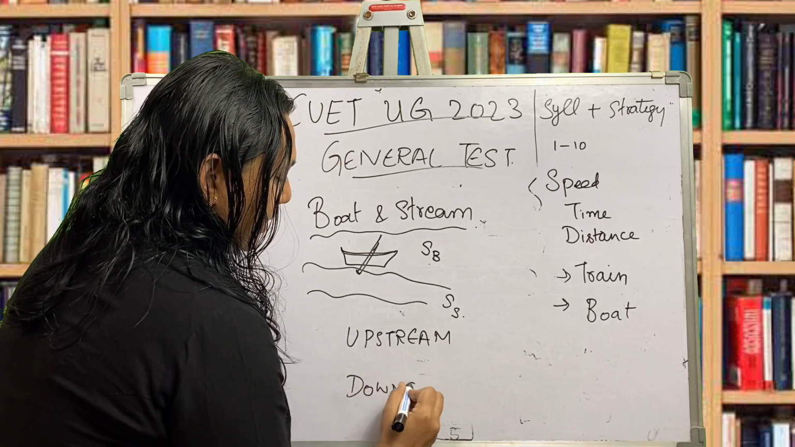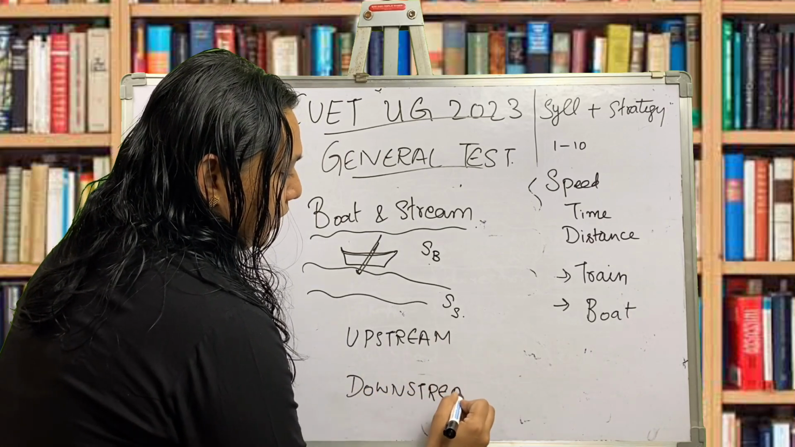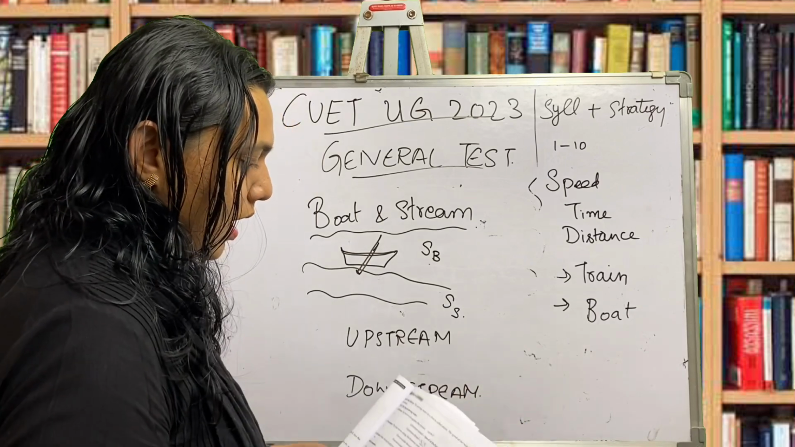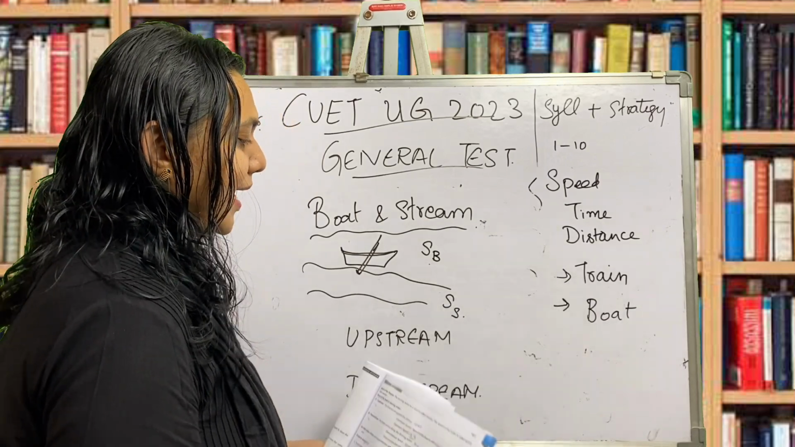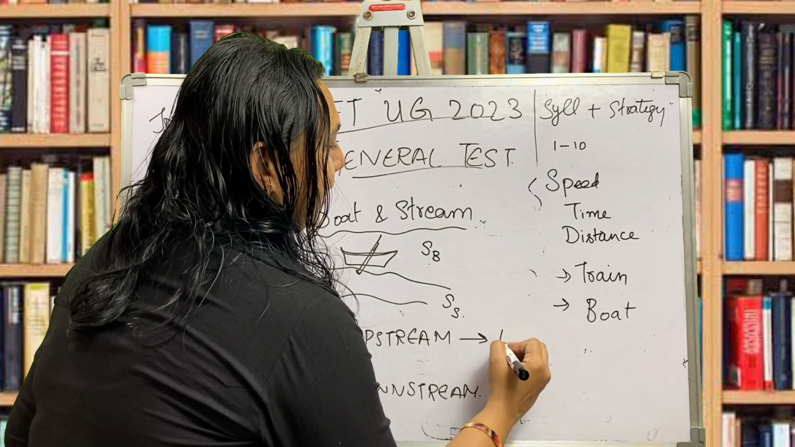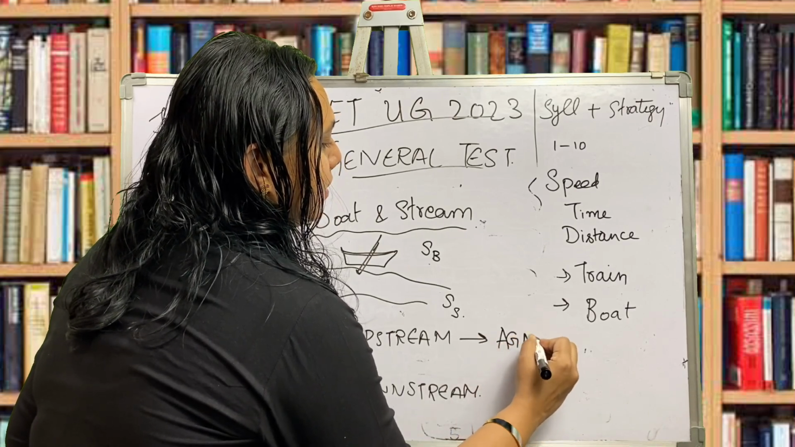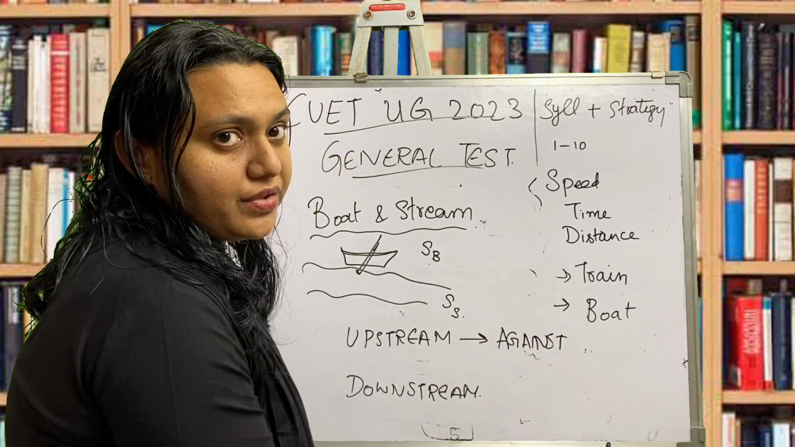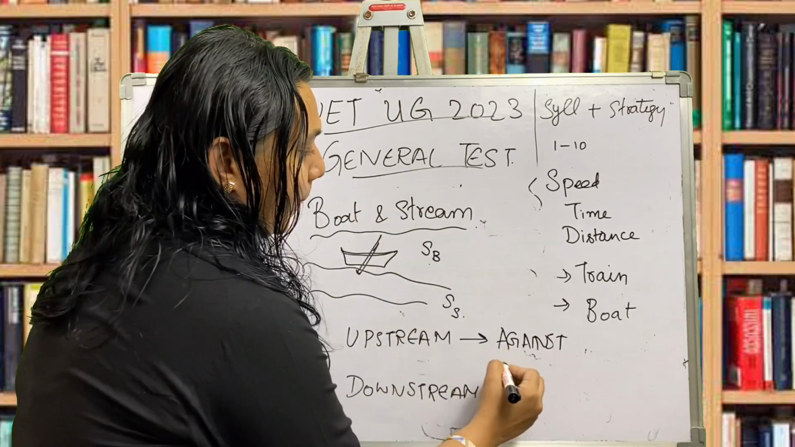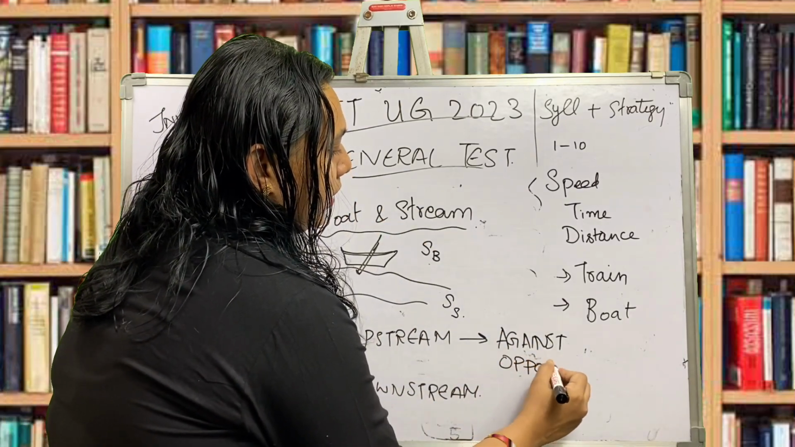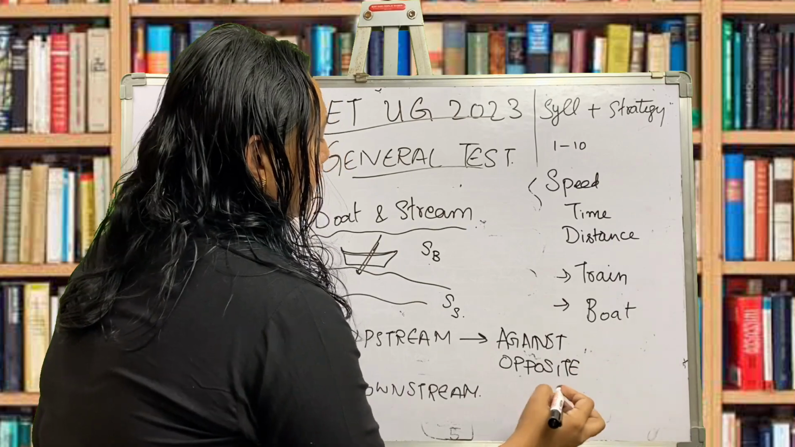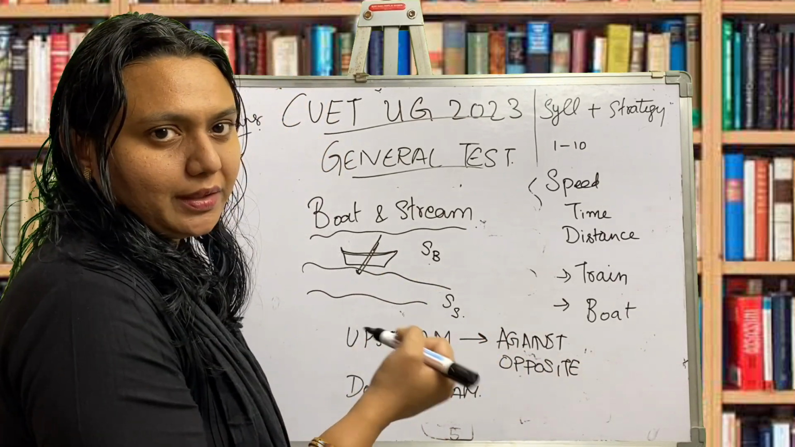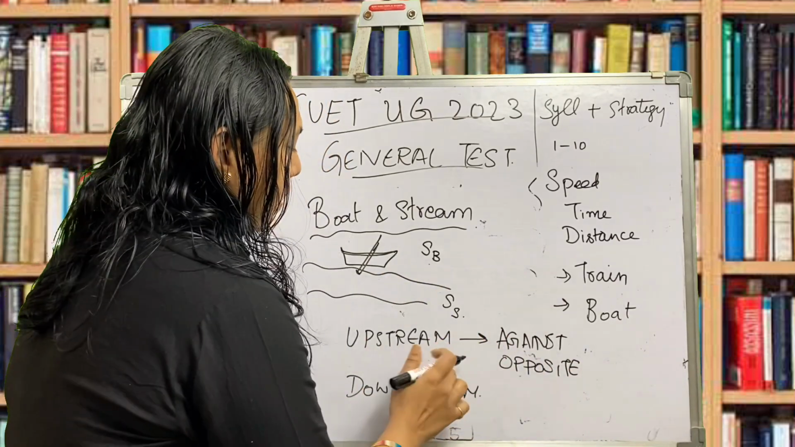So what does upstream mean? What does downstream mean? You need to remember this. Upstream means the boat is moving against the stream. Against, or let's use the same word that we use for the trains, and the word is opposite. That means that the boat is going the opposite direction of the river. So that is called upstream.